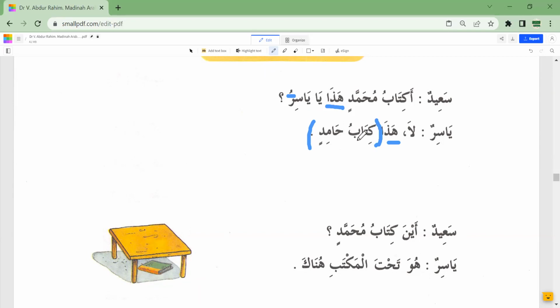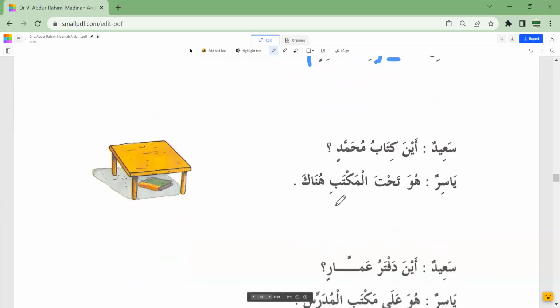And one more thing about mudaf, it doesn't have alif lam, and it doesn't have tanween. It's not like the other ones. If a noun does not have tanween, then it will have alif lam, or vice versa. It will have one or the other. But for mudaf, it will have neither alif lam nor tanween. Okay, and mudaf ilayh will always be majroor. Okay, go ahead.